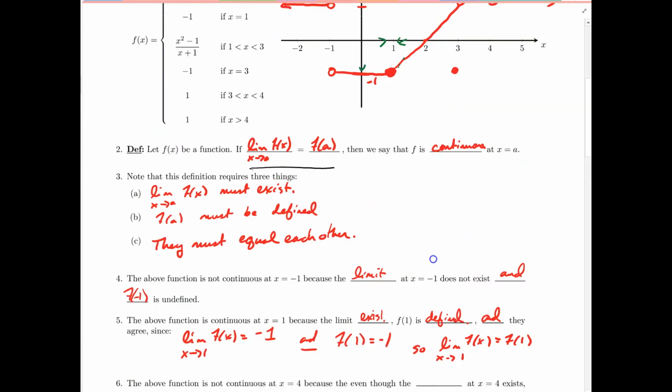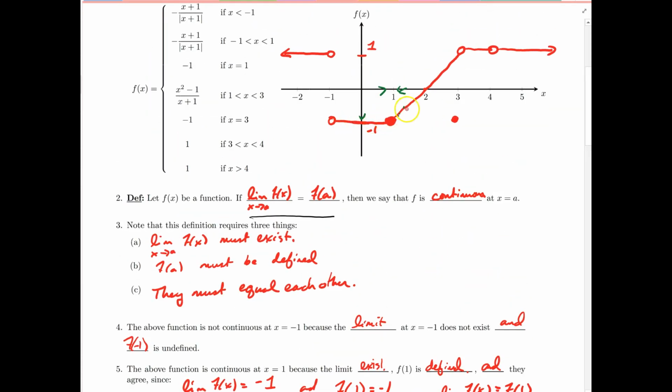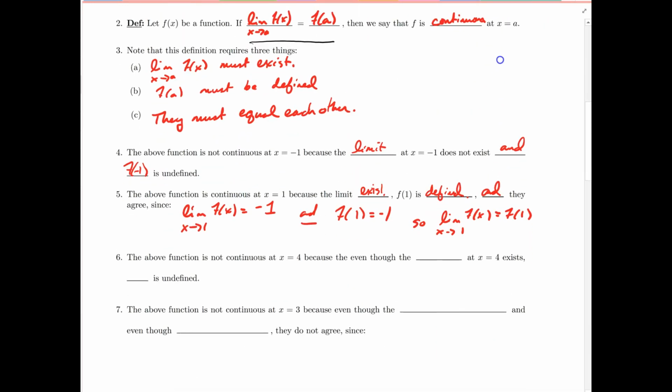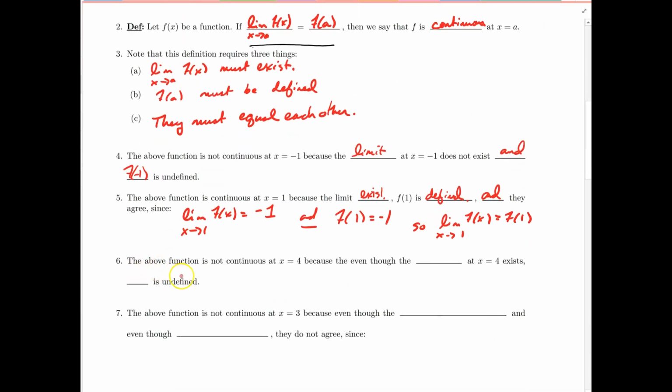Okay. By the way, this function is continuous at a lot of other points here too. So for instance, any point where I've just drawn these horizontal segments or this linear segment, it's going to be continuous there because, for instance, at x equals 5, yeah, the limit exists, the functional value exists, and they agree with one another.